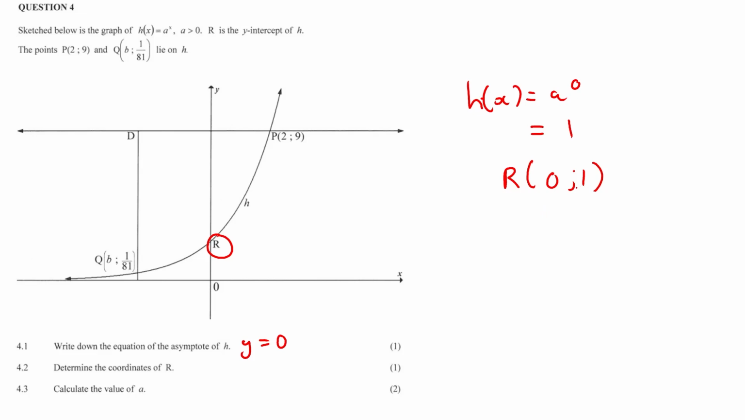So how are we going to do that? What are we going to do? Well, we're going to sub in a random point. So that is question 4.2.